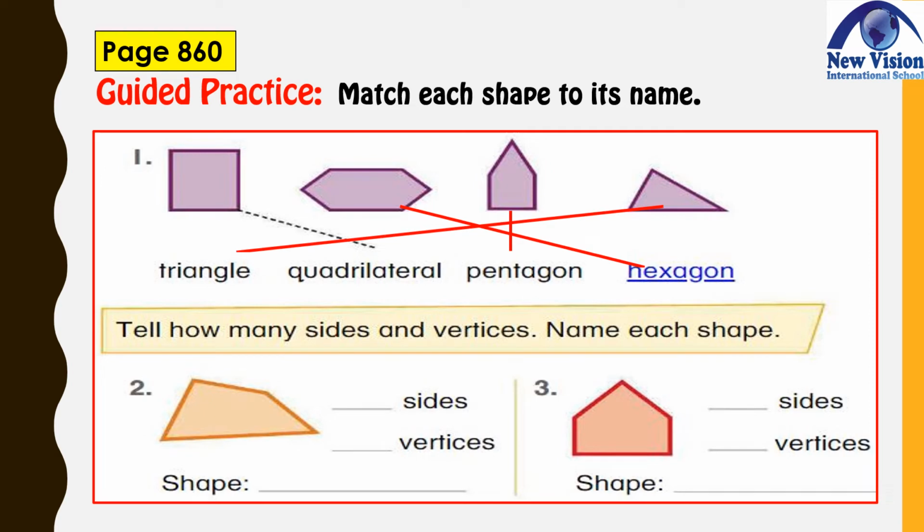Next, below, tell how many sides and vertices. Name each shape. For the sides, let us count. We have 1, 2, 3, and 4. There are 4 sides. There are also 4 vertices. So, it is a quadrilateral. Number 3, there are 5 sides and 5 vertices, so it is a pentagon.